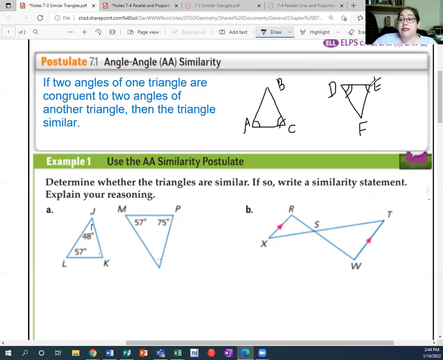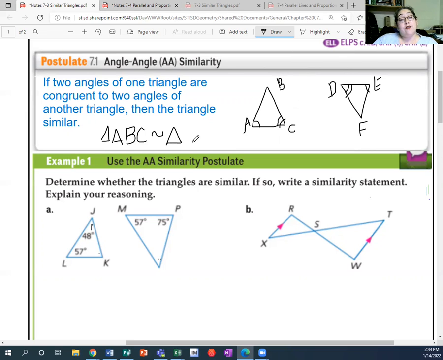Let's write our similarity statement for these two triangles. I'm going to write the name of the first triangle. That's the one on the left. And I get to write these letters in any order I want, and I can spell anything I want. I'm going to name it triangle ABC. I'm going to use the symbol for similar. Remember, it's that little tilde squiggle thing.